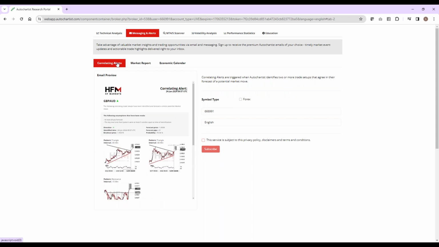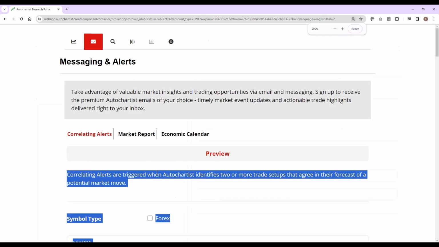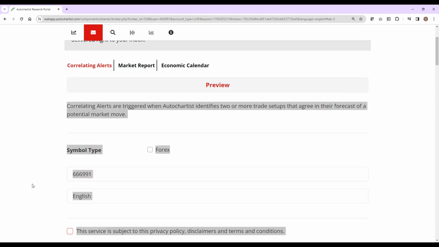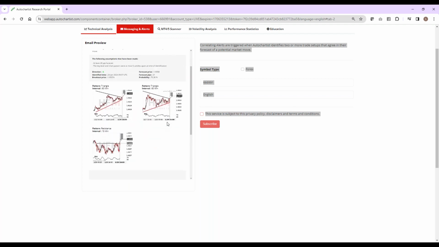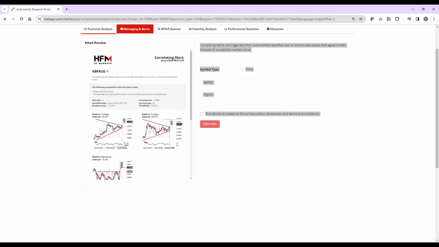Also, very useful are the correlating alerts. Why? Correlating alerts are, again, signals, but with several, let me just find an example, either in different time frames, so 3 signals in one, or even assets in correlation with each other. Let me just show you an example. I think I have one in my inbox. Let me try it.